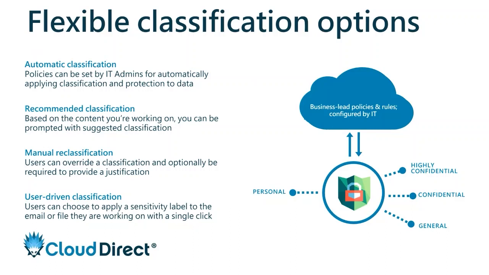You can have recommended classifications, so it can analyze what's going on in the file. So for example, if you've got a credit card policy, it can detect the credit card number and it can recommend the credit card policy is applied. And the same for automatic, it can understand what's in that file and automatically apply a policy based on the types of data that it's seeing in that document, or keywords, for example.